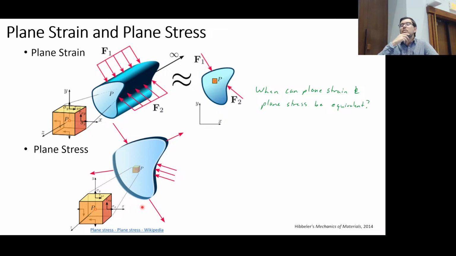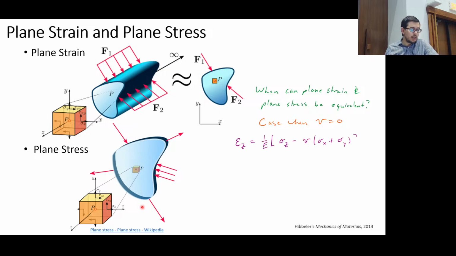We get to a situation where we can have both a sigma z and an epsilon z. Both the epsilon z and the sigma z can be equal to 0 when the Poisson ratio is equal to 0. Okay. So here we go.